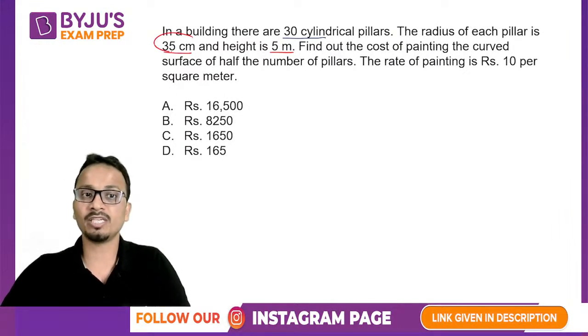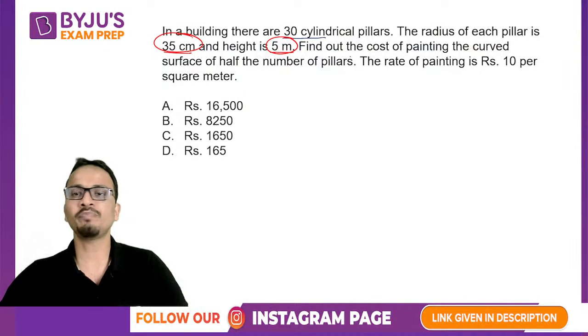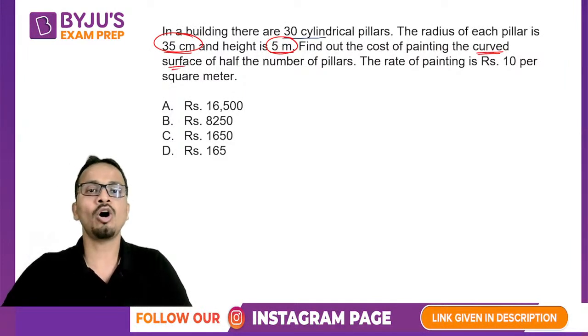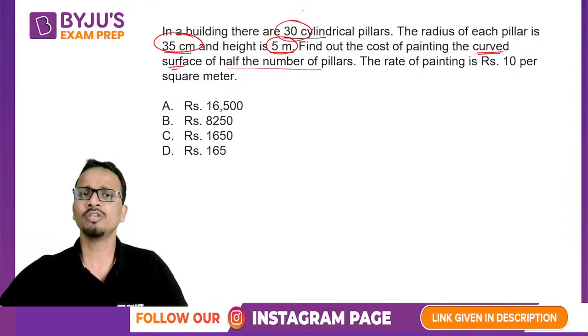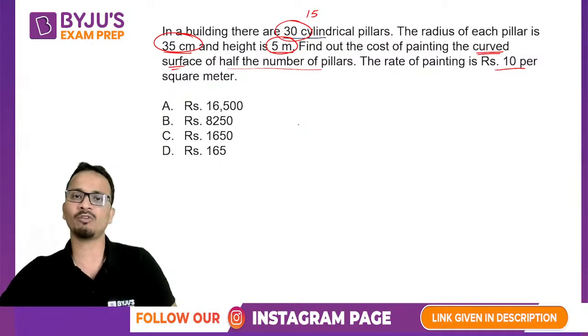Now this is important, centimeters and meters. This is one thing you need to take care about. Find out the cost of painting the curved surface. So you need to paint only the curved surface of half the number of pillars. So you don't have to paint all these 30 pillars, you just have to paint only 15 pillars. The rate of painting is rupees 10 per square meter, so you have to find out the cost.